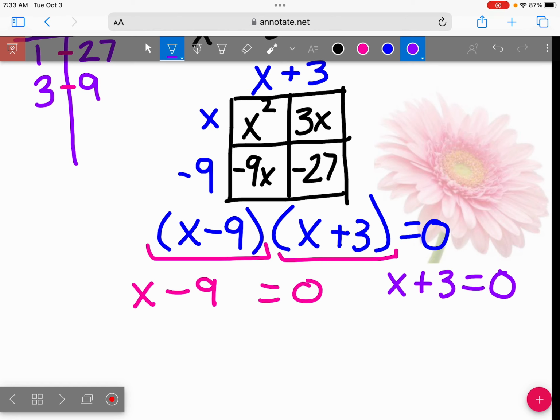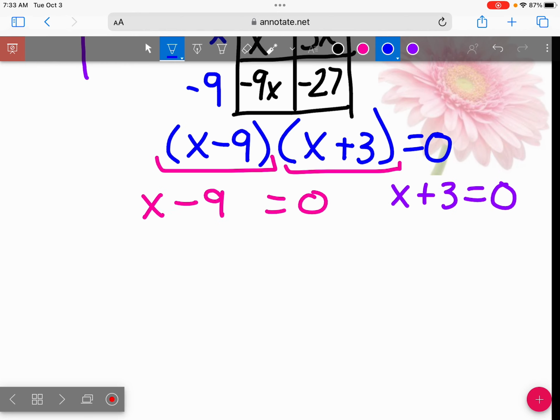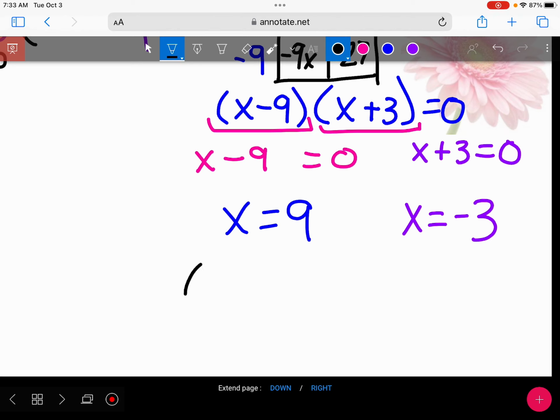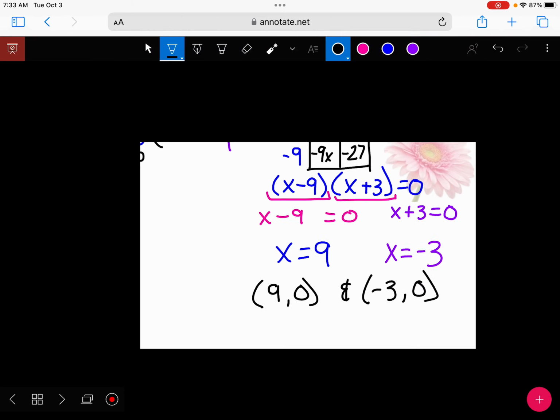So what am I going to do on this one to figure out what x is? Add 9. So we're going to add 9 to both sides, and we get that x equals 9. On this one, what are we going to do? Subtract 3, and we get that x equals negative 3. So our two solutions are (9, 0) and (negative 3, 0).